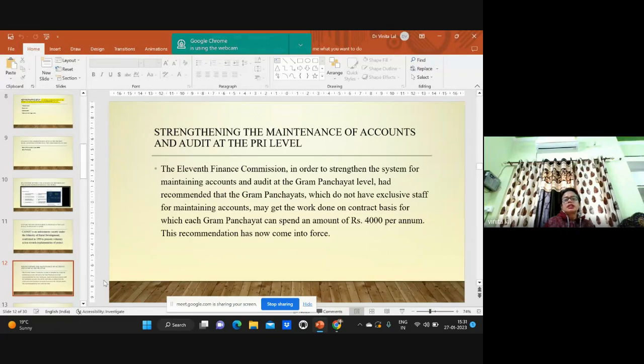in order to strengthen the system of accounts and audit at the Gram Panchayat level, recommended that Gram Panchayats which do not have exclusive staff for maintaining accounts may get the work done on a contract basis. Each Gram Panchayat can spend an amount of 4,000 per annum. So you can see some social audit by Gram Sabha.